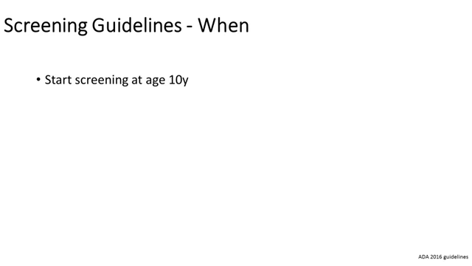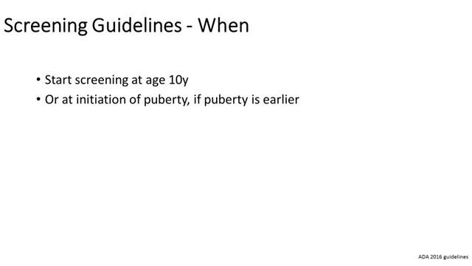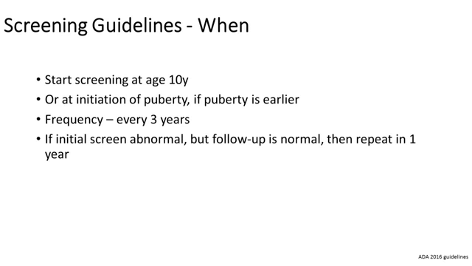So when do we screen? We start screening at age 10. However, if puberty occurs before age 10, then we would start screening earlier than age 10. We screen about once every 3 years. But if that initial screen is abnormal and follow-up is normal, then we would want to repeat screening annually.